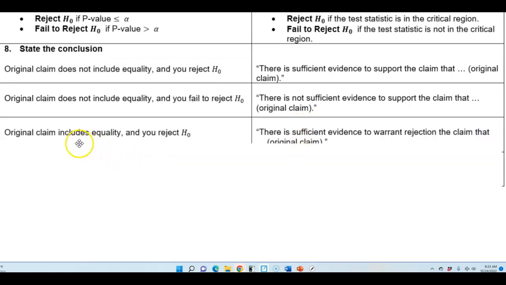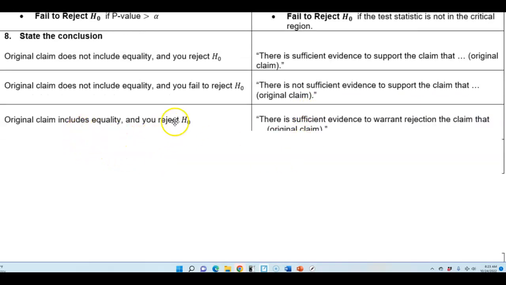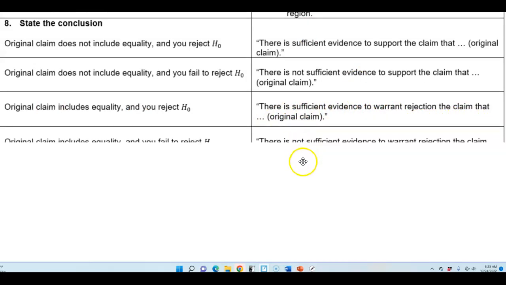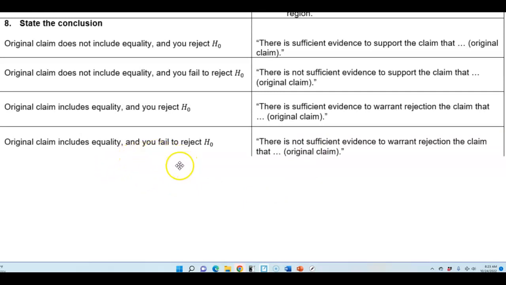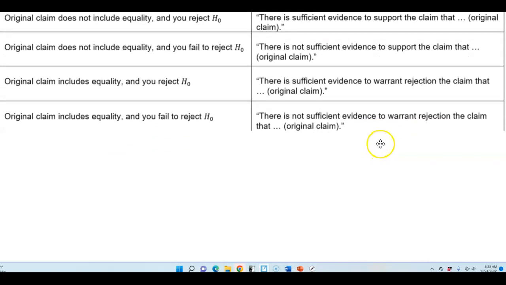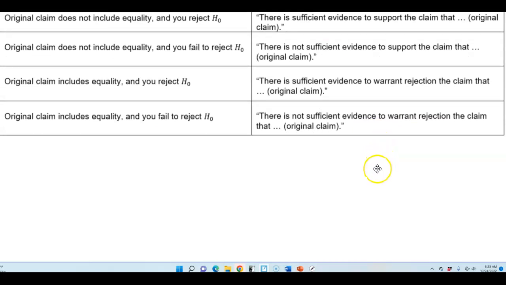If the original claim includes equality and you reject the null, then you would say there is sufficient evidence to warrant rejection of the claim that, writing the original claim. And then if the original claim includes equality and you fail to reject the null, then you would say there is not sufficient evidence to warrant rejection of the claim that, and then the original claim.